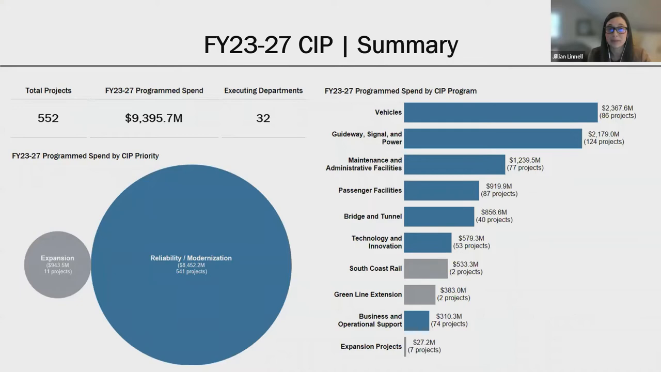Jumping into what is included in the five-year plan, this slide offers a high-level summary of the proposed fiscal year 23 to 27 CIP. As drafted, the five-year plan includes 552 capital projects representing $9.4 billion in program spend, with projects being executed by 32 MBTA departments. Reliability and modernization investments account for the majority of the projects and expected spend across the five-year window. However, there are 12 expansion projects representing just under $1 billion.